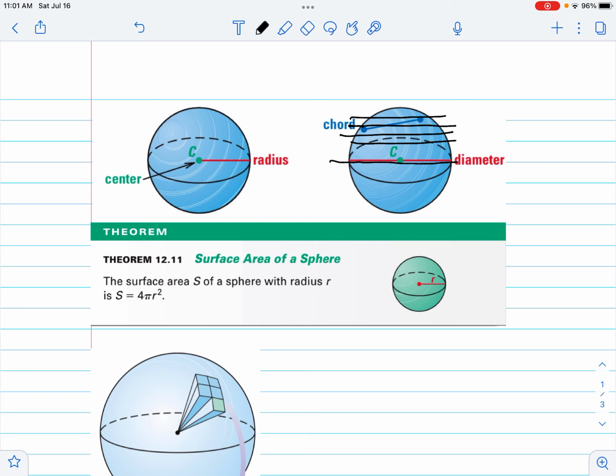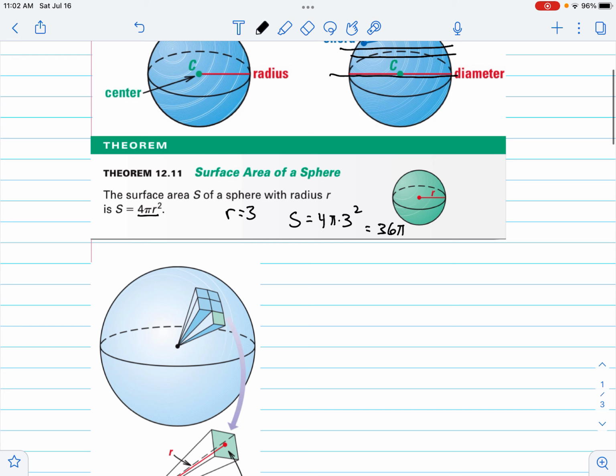And when we talk about the surface area, what we use is 4 pi r squared. So that's the surface area of a sphere. So if you have a sphere with a radius of, let me make it 3 because we already got a 4 in there, it's going to be 4 pi times 3 squared. And that would be 36 pi square units. That would be the surface area.